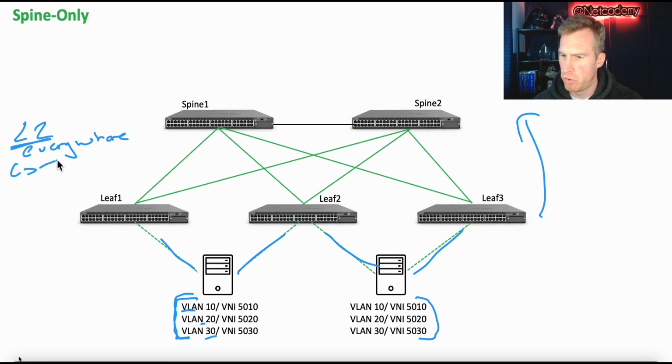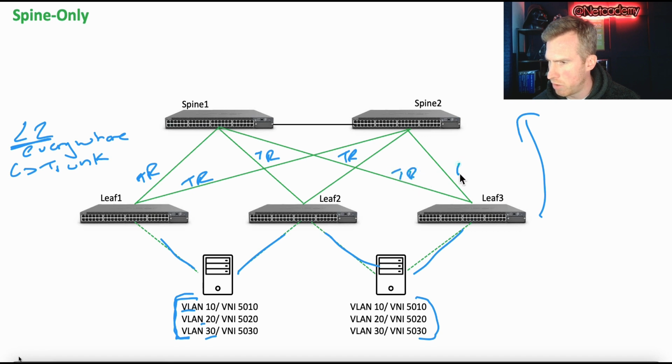The answer is trunk. When it comes to these layer 2 connections, we are going to have a trunk on this link, and on this link, and on this link, and on this link, and on this link as well, and a trunk on this link as well. Literally, we are trunking all of those VLANs, or maybe some of those VLANs, again, depending on your reachability.